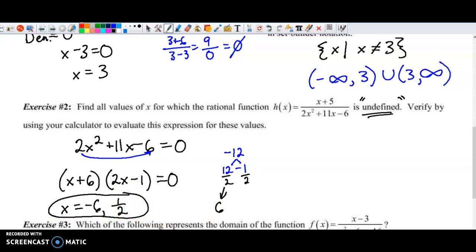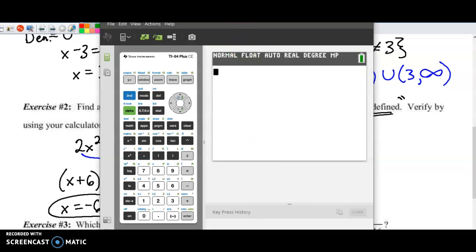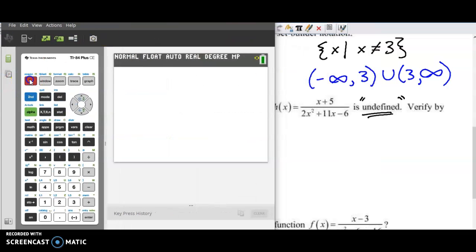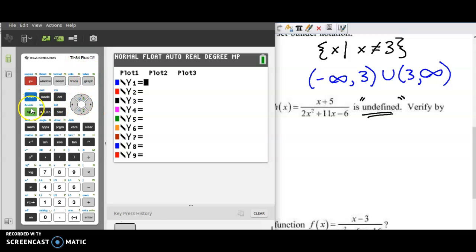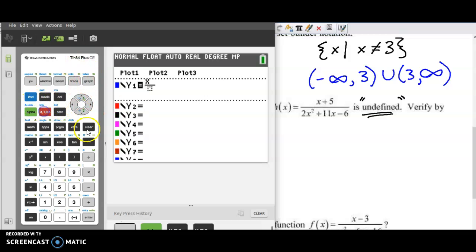So how do we use a graphing calculator to check this? Let me pull up a graphing calculator real quick. Just slide it over. Go to y equals, and you can hit alpha x plus 5 over 2x squared minus 11x minus, oops, that's a plus 11x.